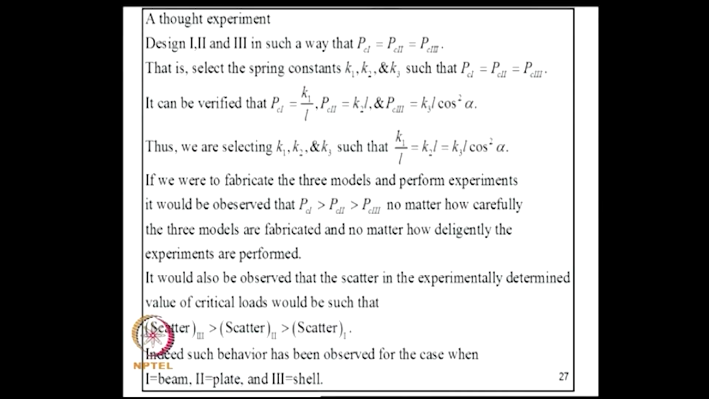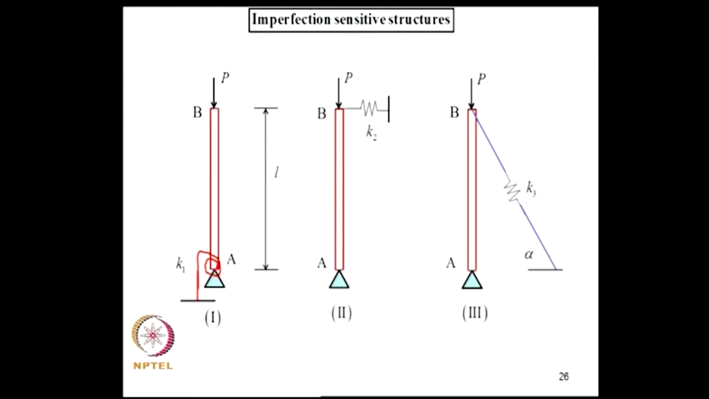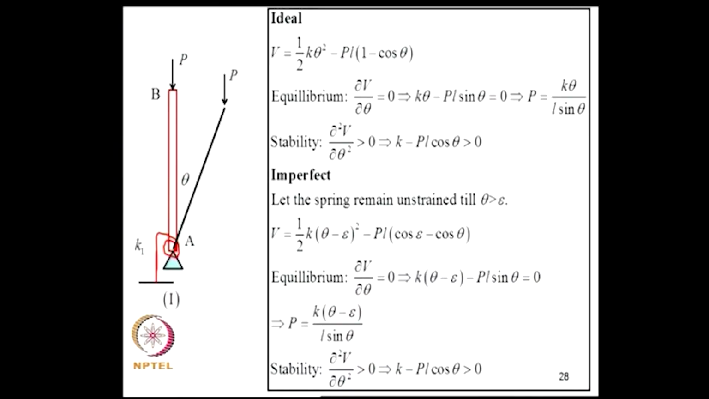In fact, this analogy is not a very theoretical one. We can show that a beam structure behaves like this, a plate structure behaves like this, a shell structure behaves like this. That would mean if you select a beam, plate and a shell structure to have the same critical load, and you perform an experiment, the observed critical load for a beam will be greater than that of a plate, and for a plate it will be greater than that of a shell. Why it happens is the question that we are trying to answer. Now let us analyze this problem.